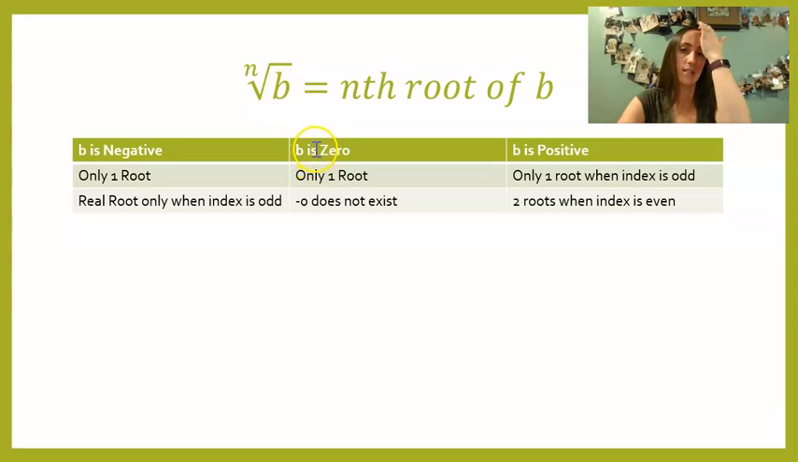If our b is 0, if this number inside our radical symbol is 0, we're going to only have one root. It's going to be 0. And remember, -0 does not exist, so we can't have a -0 inside our radical. And then lastly, if b is positive, if the number inside here is positive, it's only going to have one root if our index is odd. It's going to have two roots if our index is even, the negative and the positive.